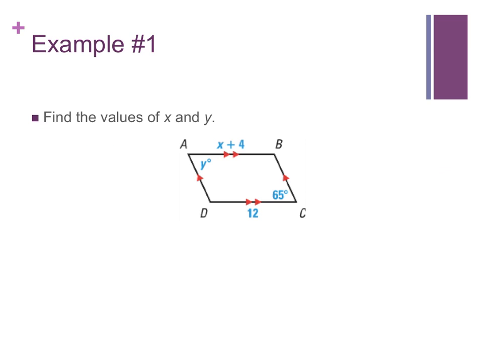Okay, example number 1. It says find the values of x and y. So my first question is, how can we tell that this is a parallelogram? Well, we have one pair of opposite sides parallel. The other pair of opposite sides are parallel. So this is a parallelogram.